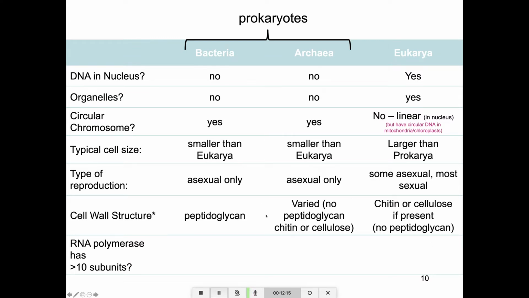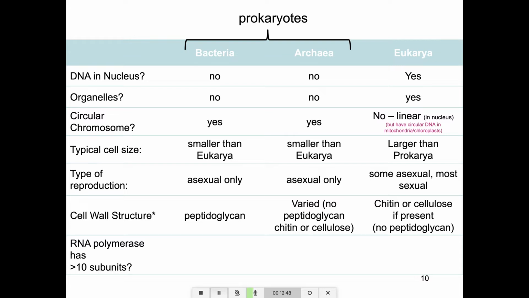Specifically, bacteria that have cell walls have peptidoglycan, which is a specific type of molecule that makes up the cell walls. Archaea can be varied, but they never have peptidoglycan, chitin, or cellulose making up their cell walls. And eukarya, if they have a cell wall, it will be either made of chitin or cellulose. So like the cell walls of a plant is made of cellulose. Animals, fungi can have a cell wall made of chitin, but they'll never have peptidoglycan making up their cell walls.